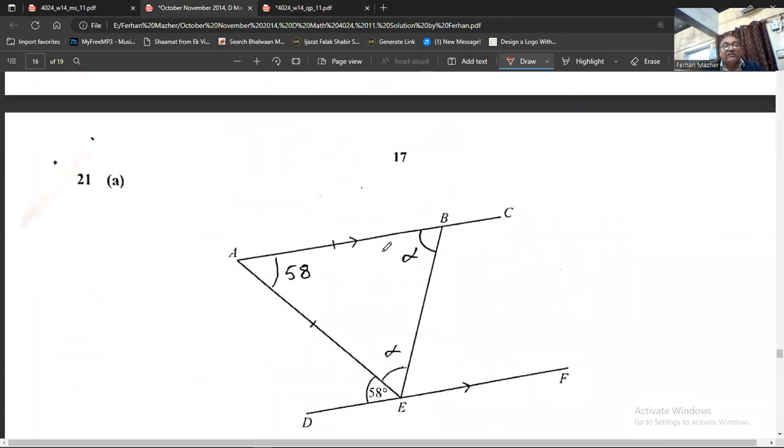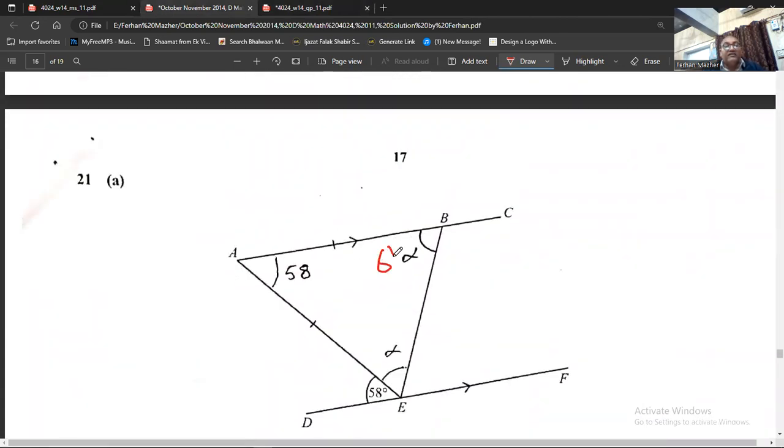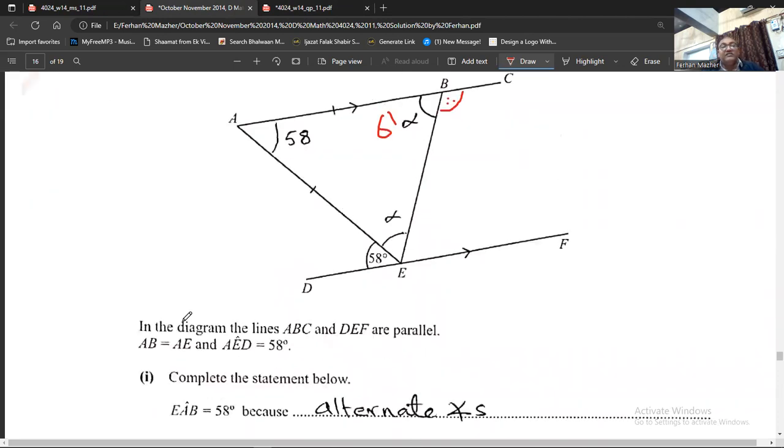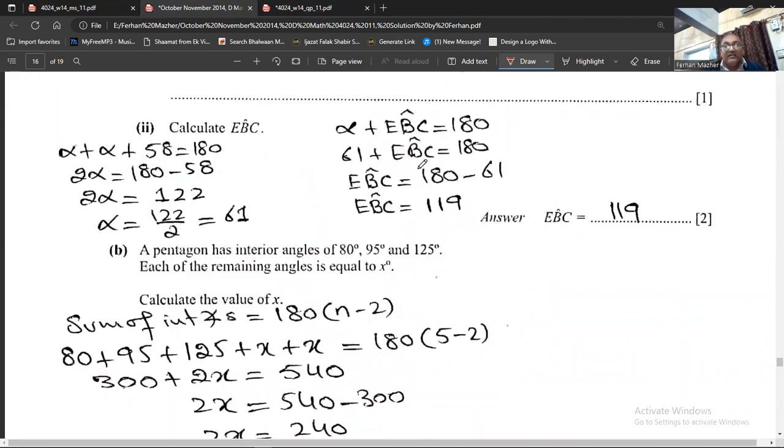Once I know the alpha value, that is 61, I can find this angle. So alpha plus EBC equals 180, because the sum of adjacent angles on a straight line is 180. 61 plus EBC equals 180. So the EBC angle equals 180 minus 61, and EBC is 119.